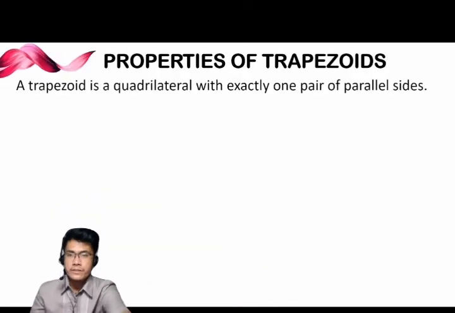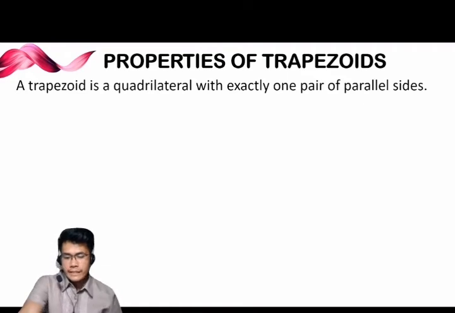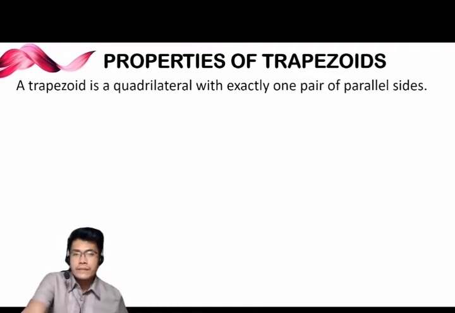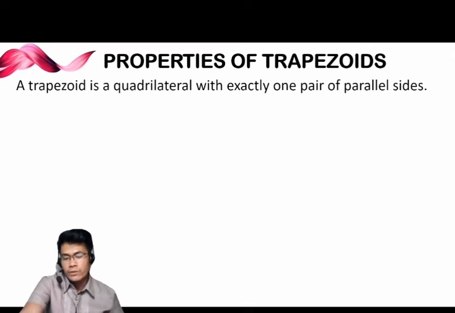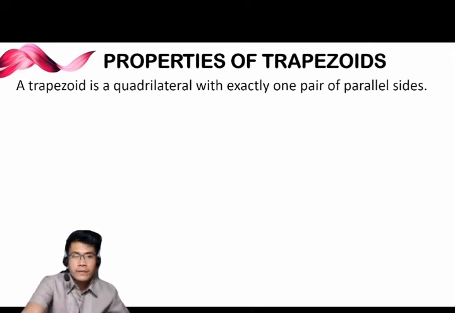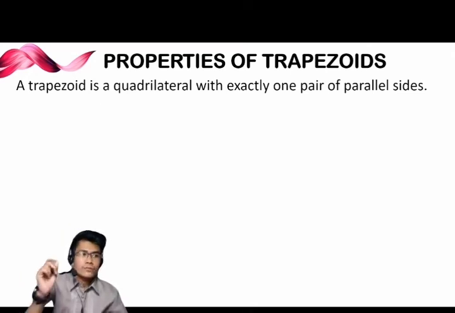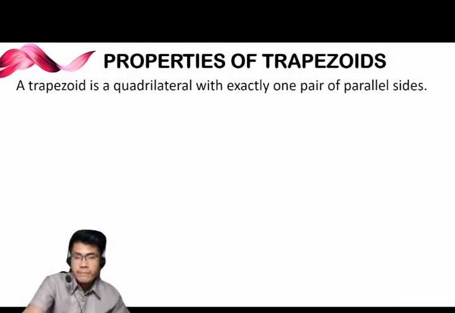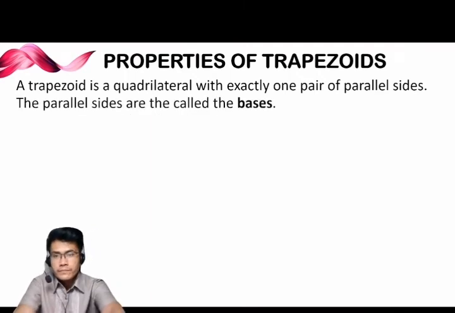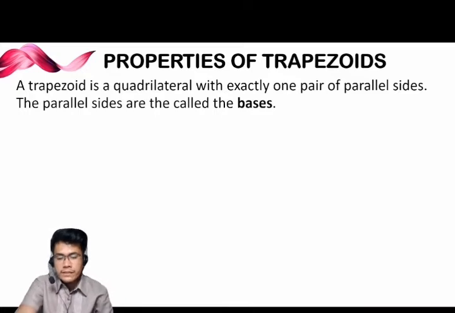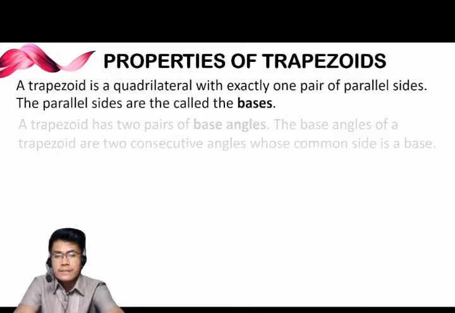Properties of trapezoids. Let's define first what is a trapezoid. It is a quadrilateral with exactly one pair of parallel sides. One pair lang po of parallel sides. Kung sa parallelogram, both opposite sides are parallel. This one naman sa trapezoid, only one pair of opposite sides is parallel. Okay? And the parallel sides are what we call bases. Okay, yung parallel sides lang tawag na ay bases.